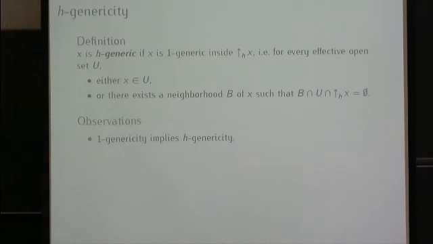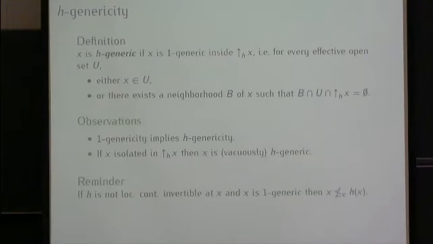So of course, if you are 1-generic, you are H-generic. If X is isolated here, then it's obviously H-generic, but for stupid reasons, because B intersected with this is just X. So either X is in U or X is not in U. We had this result that if H is not continuously invertible at X, which is 1-generic, then it is not computably invertible at X. But actually, we only need X to be H-generic instead of 1-generic.